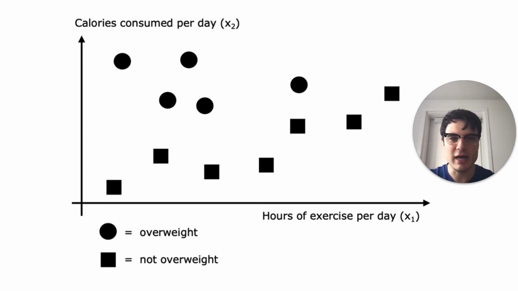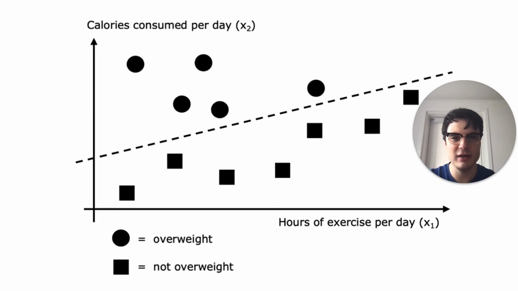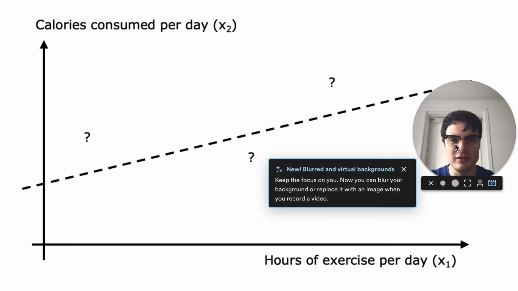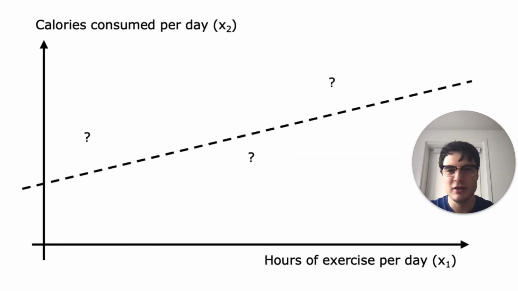The goal of classification, the mathematical goal, is to find the line or shape that best separates these two categories. For example, this line, which clearly distinguishes overweight from not overweight. If we learn this line and we get new unknown data points, for example, these question marks, then we can classify the points given the hours of exercise per day and the calories consumed per day. We can plot them and classify them based on which side of the line they fall.